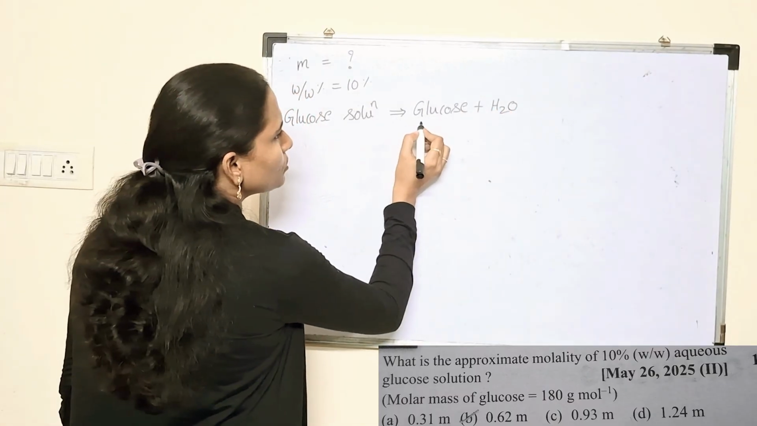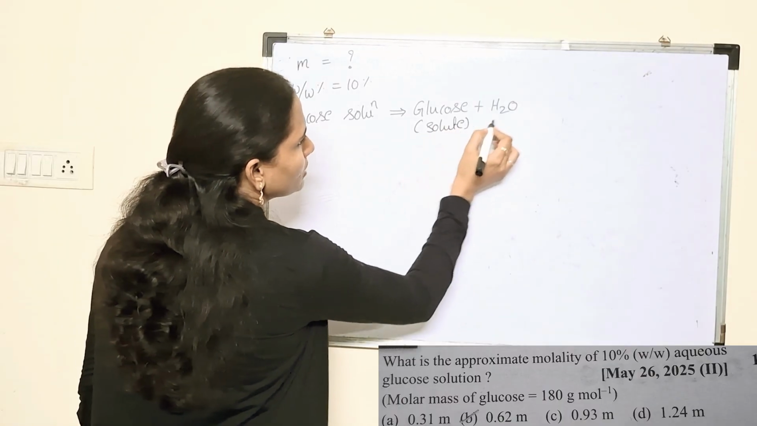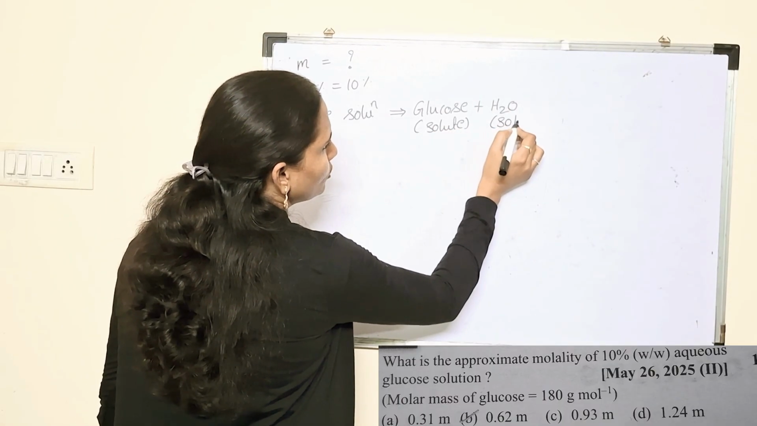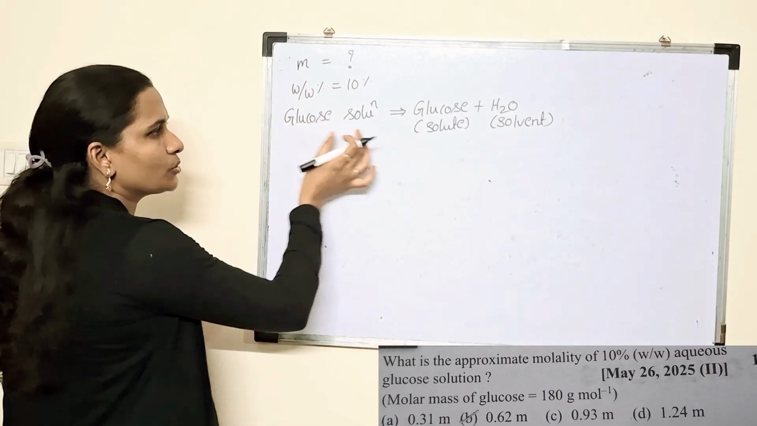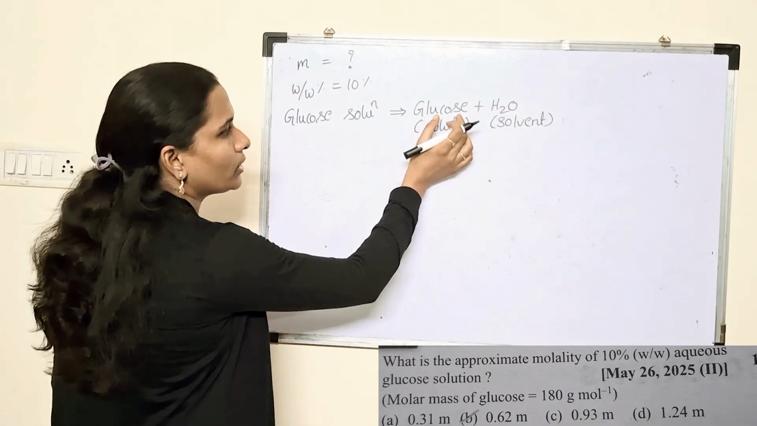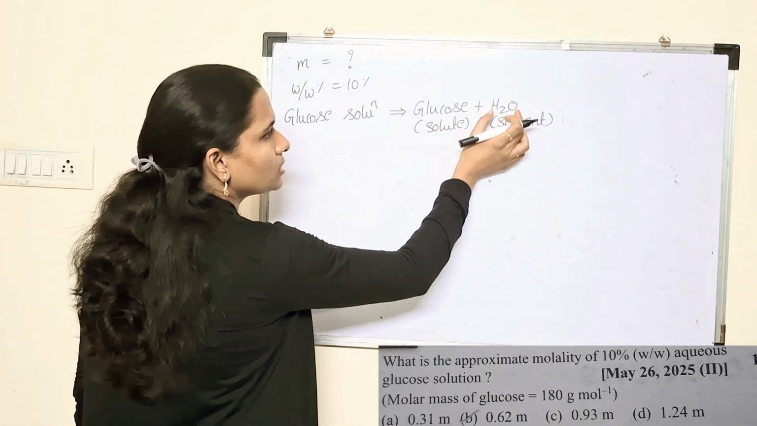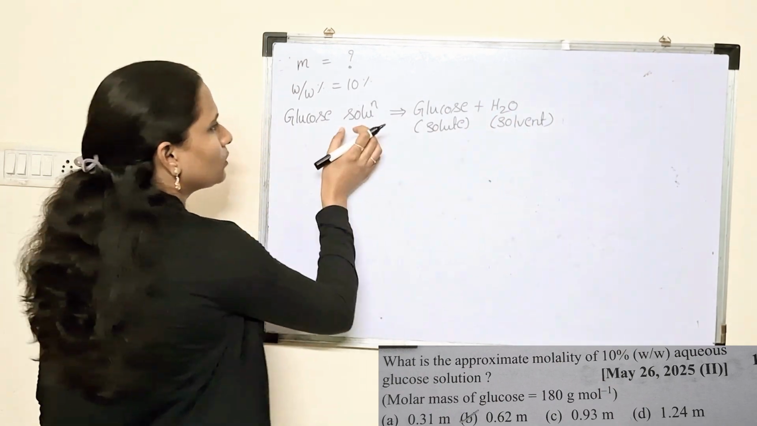So here glucose acts as a solute and water acts as a solvent. So solute plus solvent is equal to solution. Glucose solution means glucose plus water. Glucose is in the small quantity, so it is a solute, and water is in the larger quantity, so it is a solvent. So solute plus solvent equals solution.